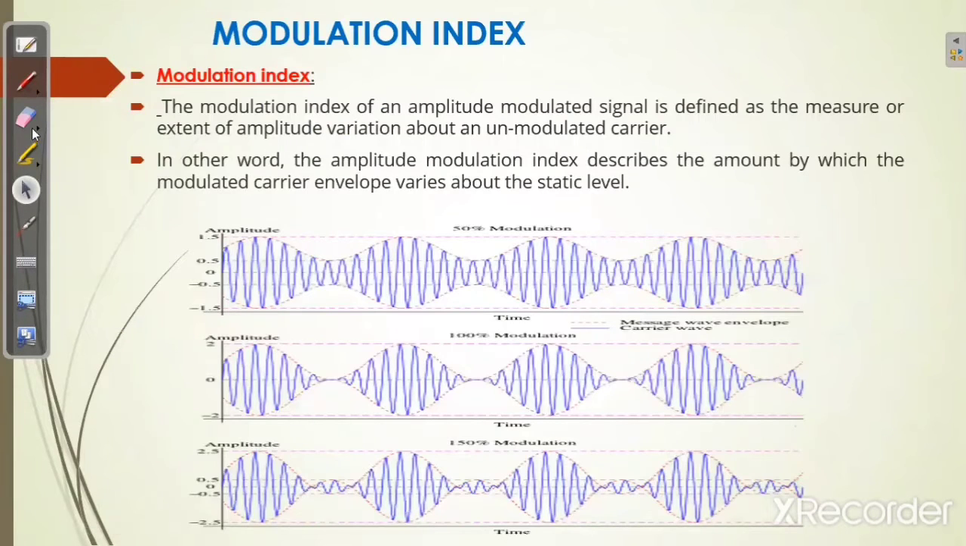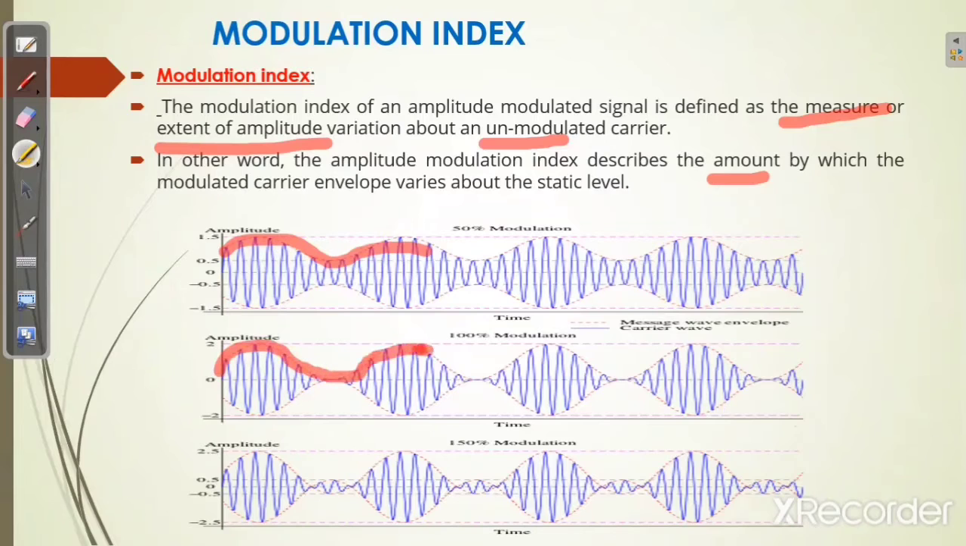Now we are going to see what a modulation index is. It is defined as the measure or the extent of amplitude variation about an unmodulated carrier. It can also be described as the amount by which the modulated carrier envelope varies about the static level. Here we can observe that for different modulation indices, the shape of the envelope also varies. The modulation index helps us find this.